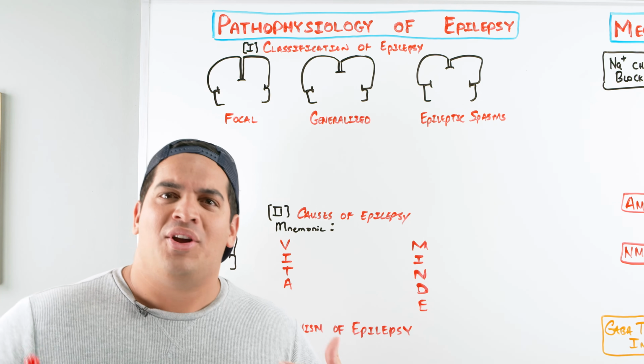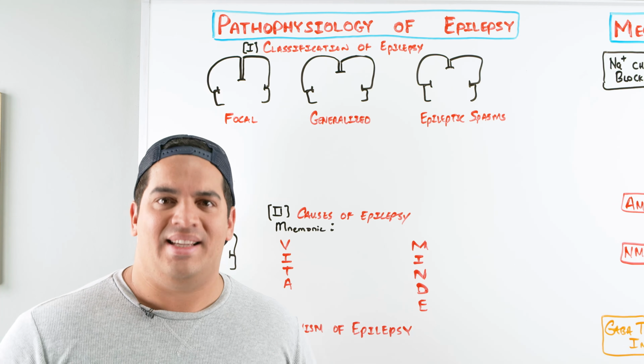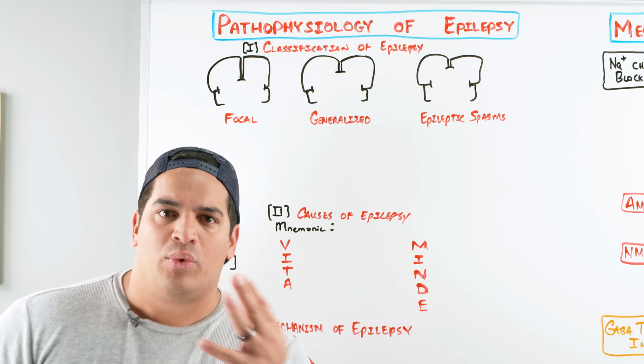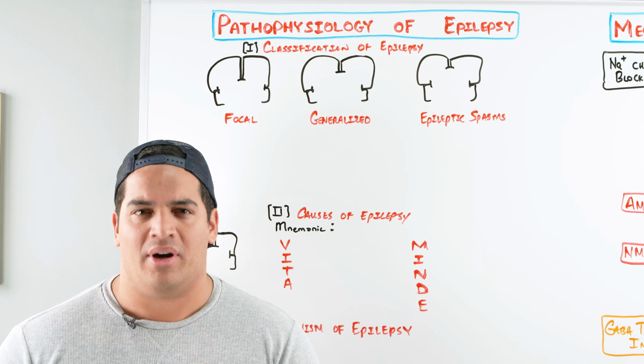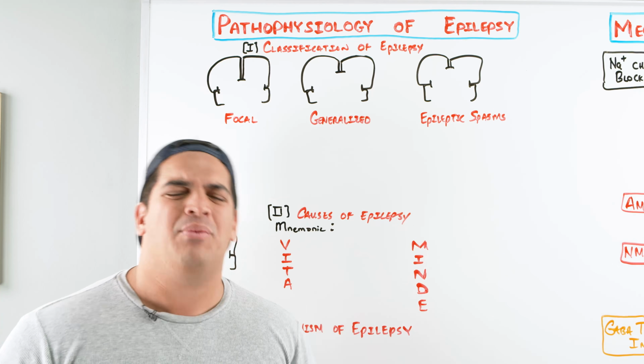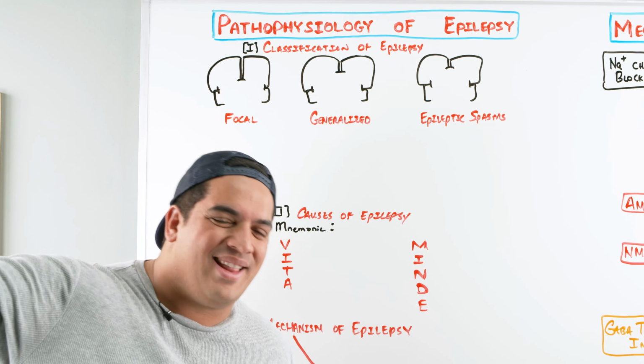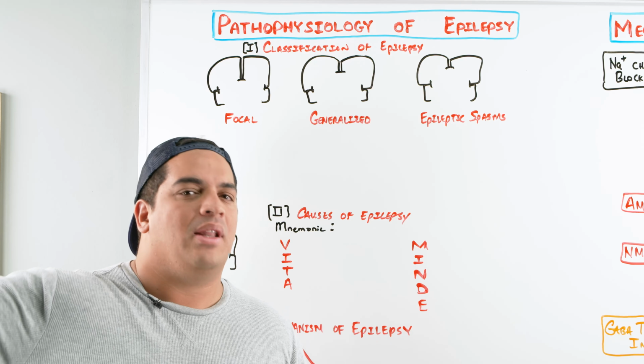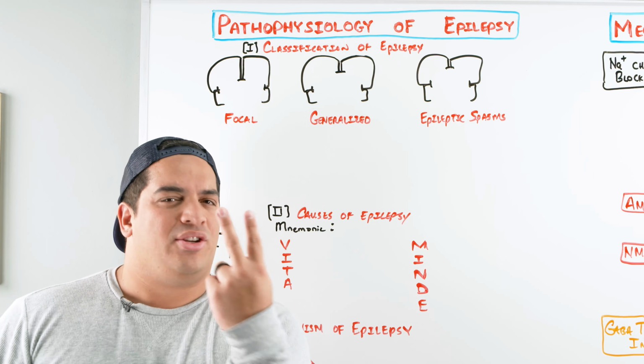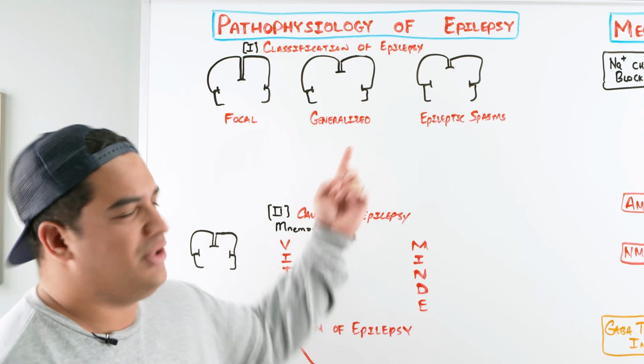There are different ways that a patient can seize. You could have 3 types. What I really want you to remember is focal, generalized, and a third, an unknown category we fit in called epileptic spasms. If you had to pick 2 that I really want you to remember, it's focal and generalized.